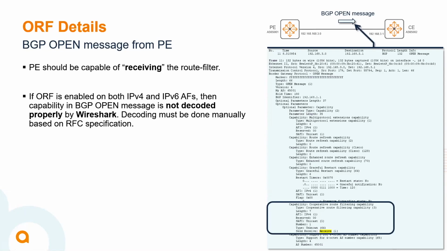Please note that in Wireshark, the decoding is not very well done if you configure both IPv4 and IPv6 address families. If both are configured, the capability decoding has to be done manually based on the RFC specification of the packet.